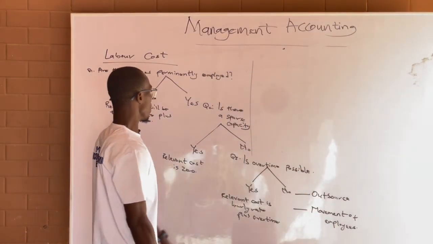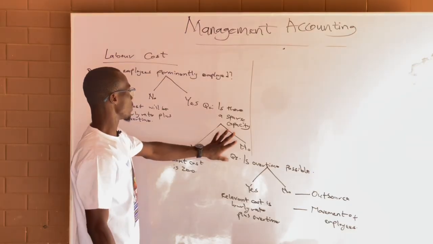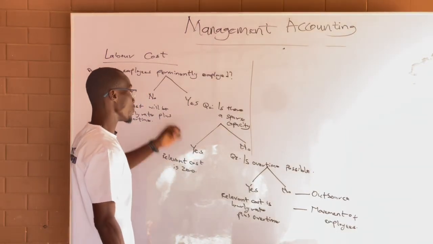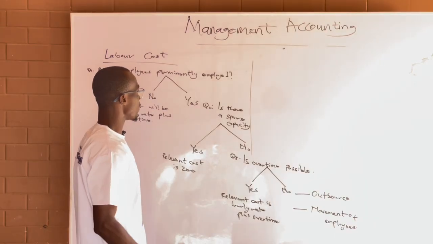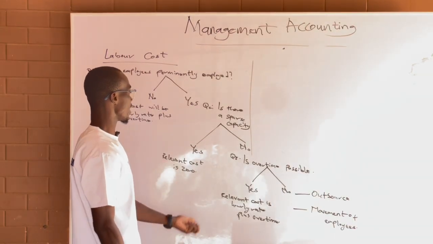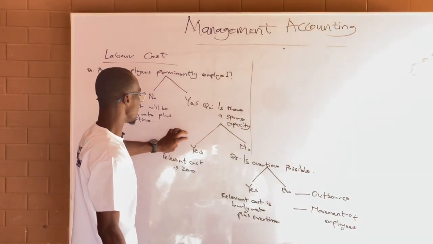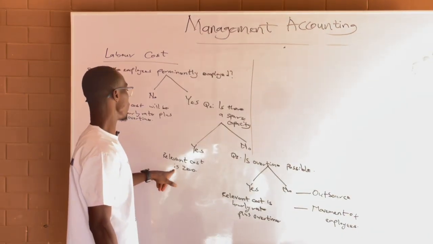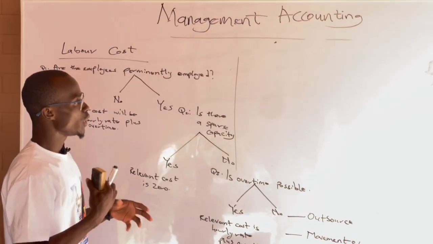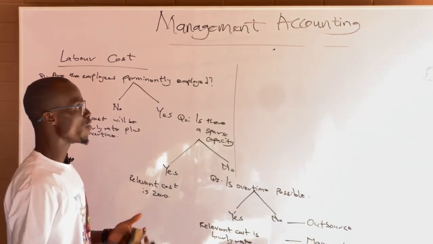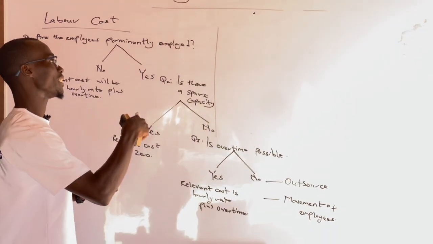When you ask yourself if there is any spare capacity, you answer it with yes or no. And when you say yes, the relevant cost will be 0. The issue here is that you have more hours. Therefore, you can move some of the workers to use some of those hours.